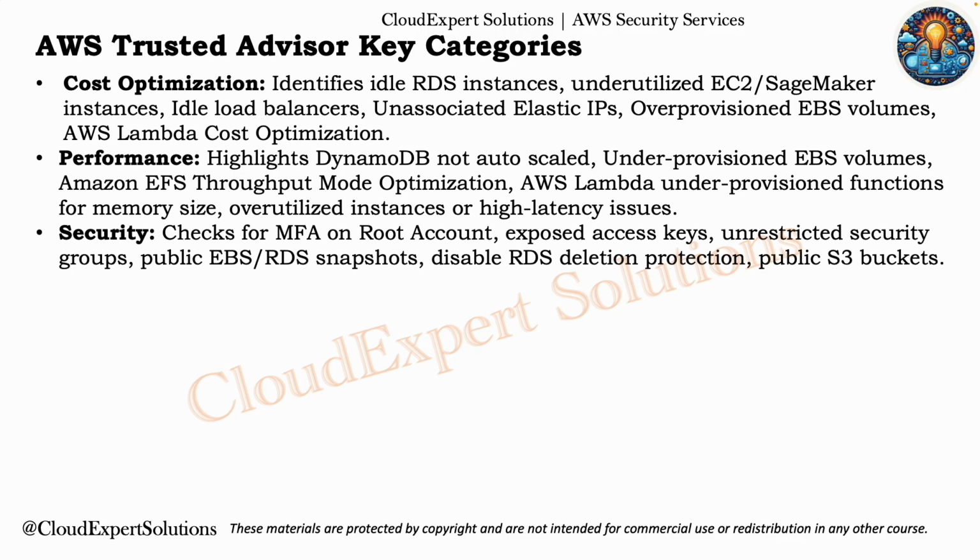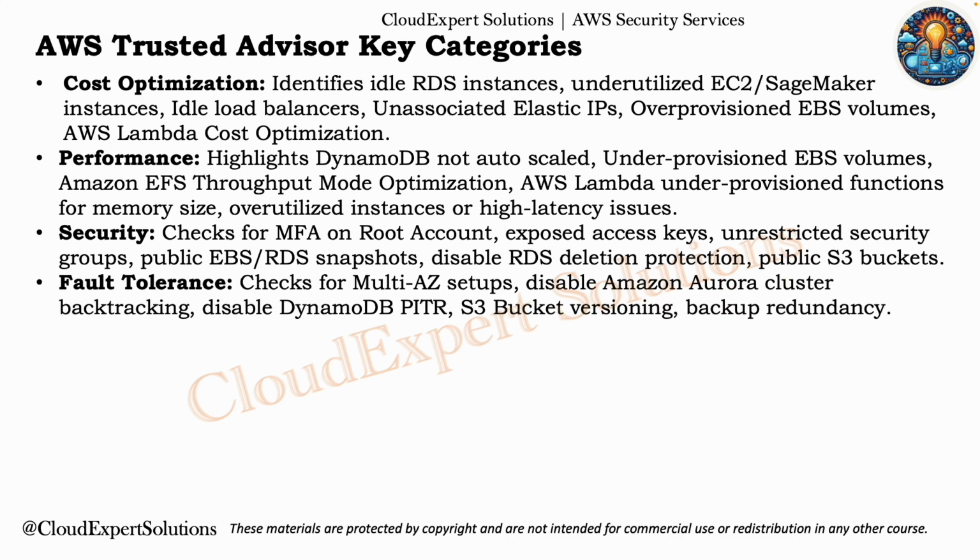Then we have security, and this is job 0. It looks for things like missing MFA on root account, exposed access keys, unrestricted security groups, or public EBS or RDS snapshots, or any S3 bucket which is publicly exposed, or any overly permissive firewalls.